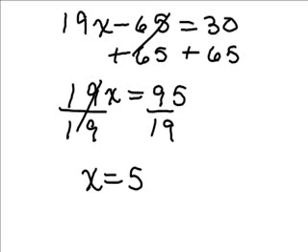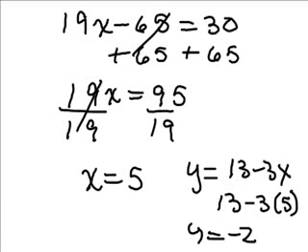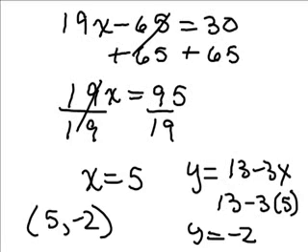Now, remember what y was. We solved y to be 13 minus 3x. So that's 13 minus 3 times 5, or 13 minus 15, which is negative 2. So the ordered pair 5, negative 2 is the solution to the system.